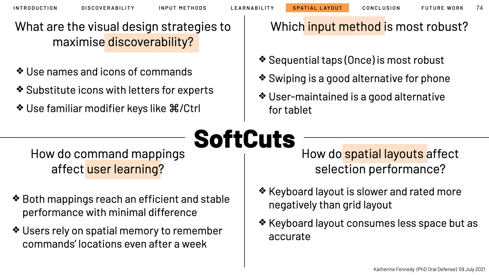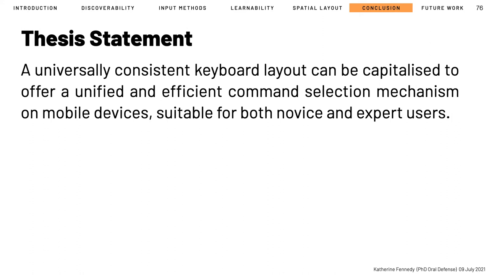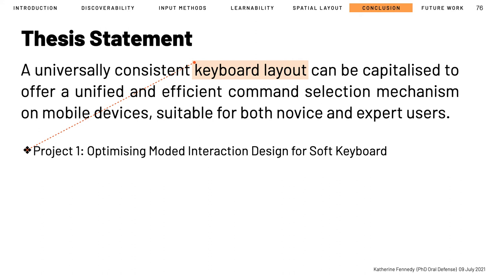This marks the end of our project focusing on spatial layout. With that, we have answered all four questions we set at the beginning. And now let's recap. We initially hypothesized that our proposed SoftCuts could capitalize on keyboard layout to offer a unified and efficient command selection mechanism on mobile devices, suitable for novices and experts. We tested this hypothesis through multiple projects. First, we explore how modal interaction can be exploited to redesign soft keyboards in the context of text entry scenarios. This project was how SoftCuts was first brought to life.